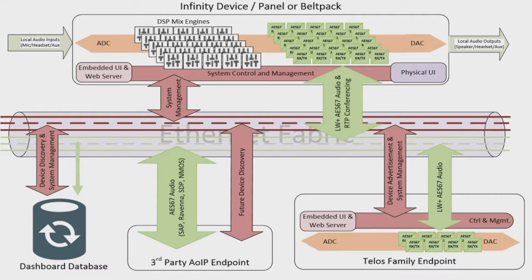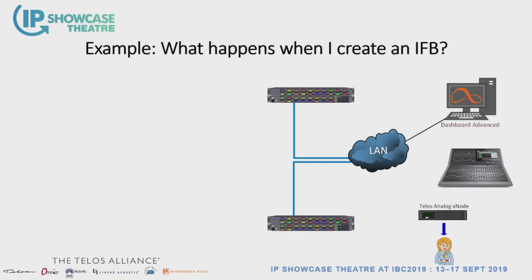So my last slide, before we get to questions, just unlocks a little bit of the detail behind what's going on. How do I create an IFB? So here's a very simple system. I've got a couple of panels. I've got my Dashboard software. I've got a mixing console providing me with mix minuses, and I've got an analog X node, which is an AES-67 to baseband converter that's feeding the presenter down there in the bottom right corner.